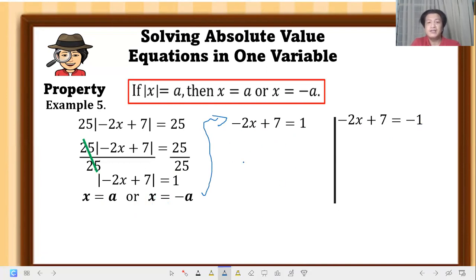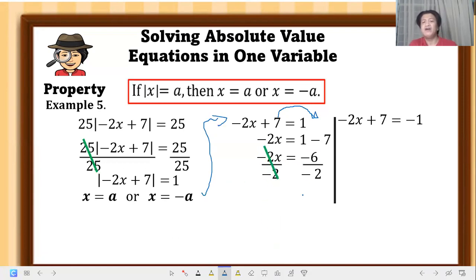Okay? So unahin natin itong nasa left side. Transpose natin yung positive 7, that will become negative. Okay? Then copy mo lang na yung negative 2x. And what is 1 minus 7? That is negative 6. Eh, bring down natin yung negative 2x. To remove the numerical coefficient na negative 2, i-divide both sides of the equation by negative 2 para makancel po siya. And therefore, what is now the quotient of negative 6 divided by negative 2? The value of x now is positive 3.